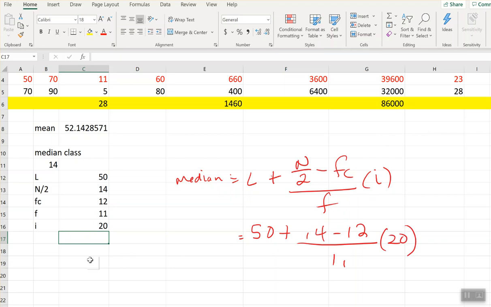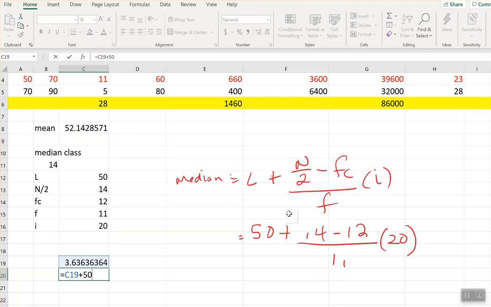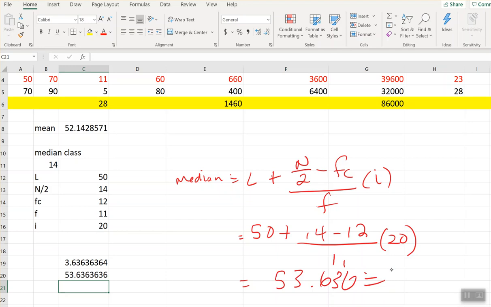So if you do this, let's do it here. I'm going to do it step by step for you. So 14 minus 12 is 2. So I'm just going to start with that, equal to 2 divided by 11, right, times 20. And don't forget, I need to add the 50 to it, that plus 50. So this is 53.64 in 2 decimal places, so 53.636, which is approximately 53.64 is the approximate median.